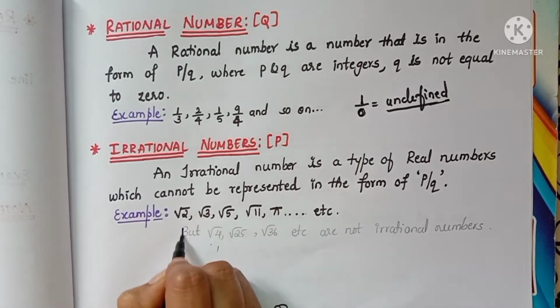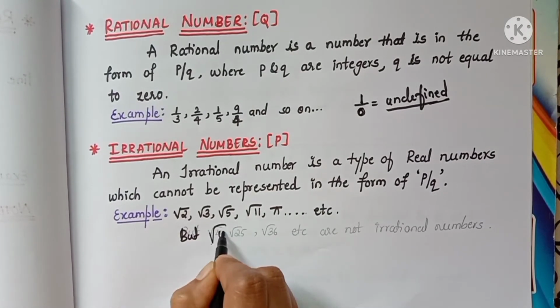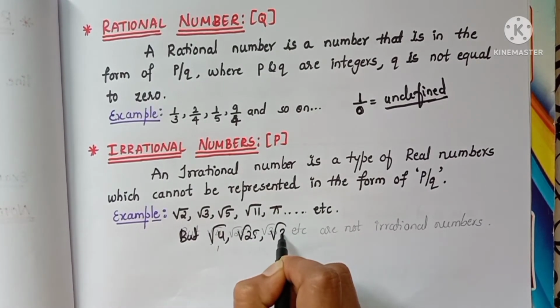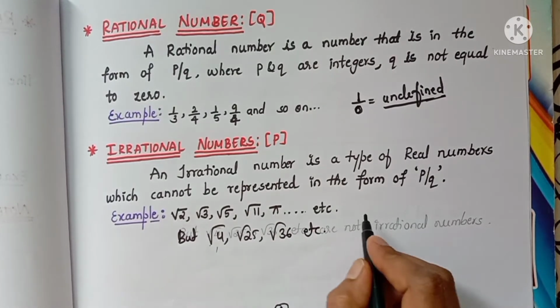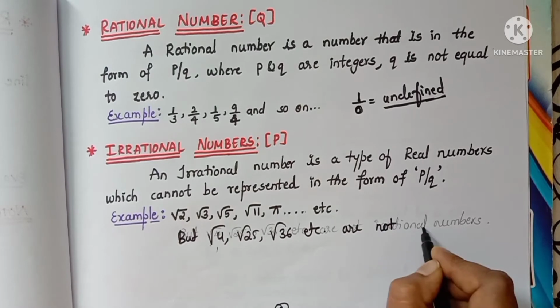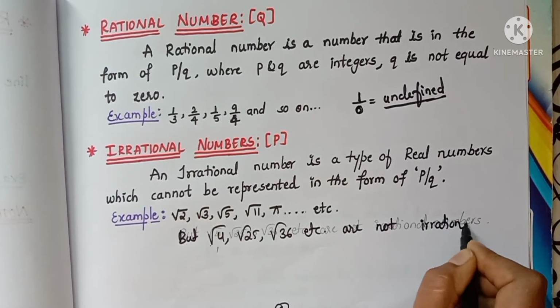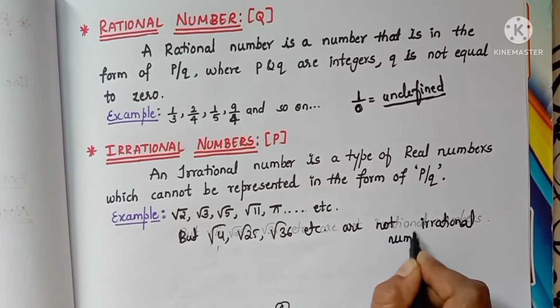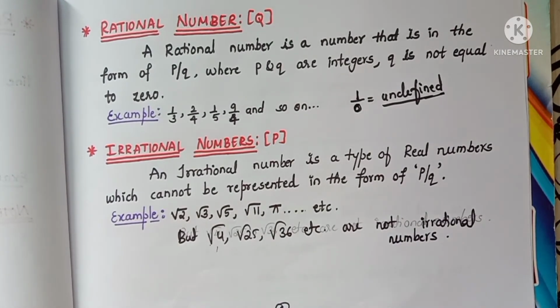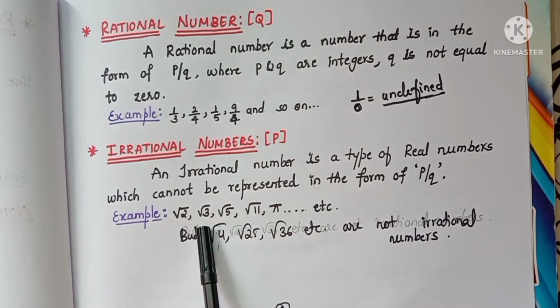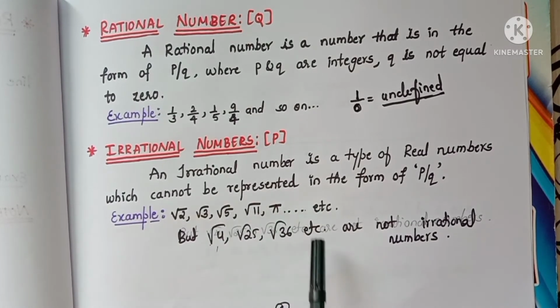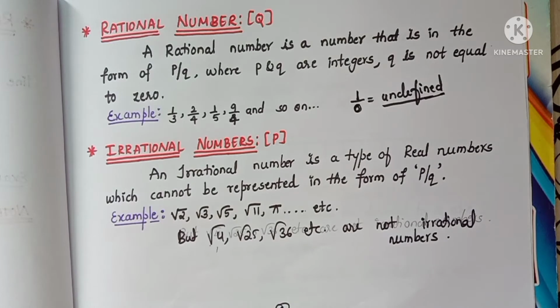But what? Here root of 4, root of 25, root of 36, etc. are not irrational numbers. Why? They are in the form of root. Therefore, it should be an irrational number. But it is not an irrational number.